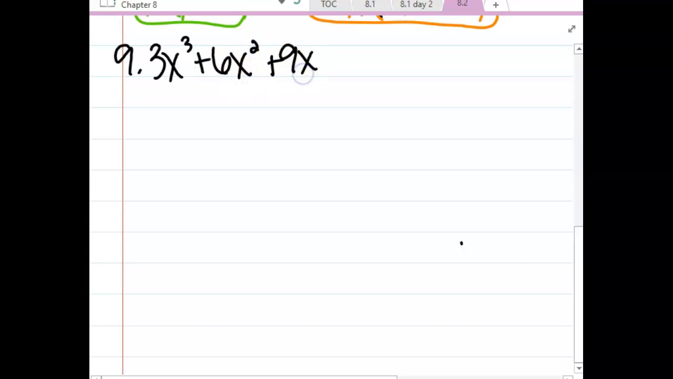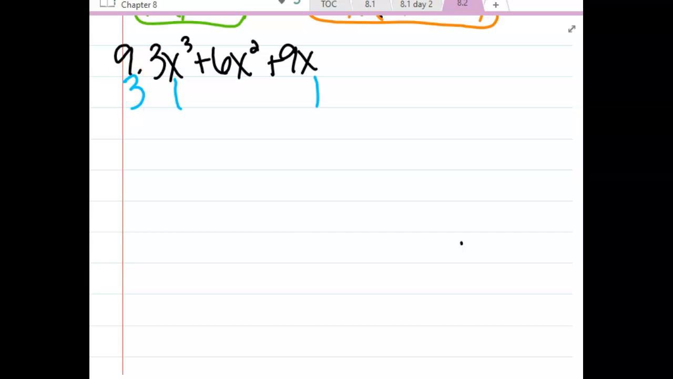Okay. Number 9. Let's do 3x cubed plus 6x squared plus 9x. Okay, so you already know what your answer is going to look like. Your answer is going to look like a multiplication problem, a distributive property problem. The first thing you need to find is what would go on the outside. So start with your numbers. I have 3, 6, and 9. I'm looking for the biggest number that I could divide out of all of those. What would it be? Just a 3.